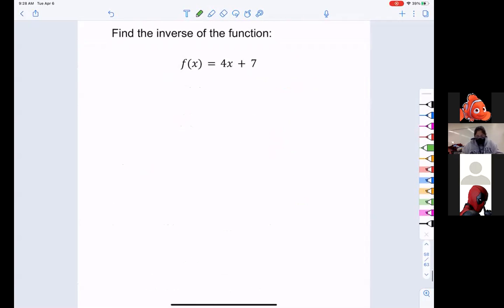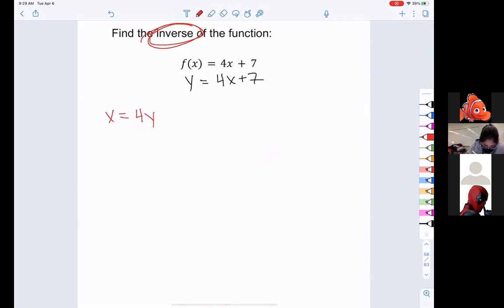So find the inverse of the function. Our important word is inverse. And like Brian said earlier, we're going to switch our x and our y value. But we don't have a y here. Jordan, where am I putting the y? What represents y here? Yeah, very good. So we have y equals 4x plus 7. And then we're going to flip-flop the x and the y. Okay, we're going to have x equals 4y plus 7. And we're going to solve for the y value.